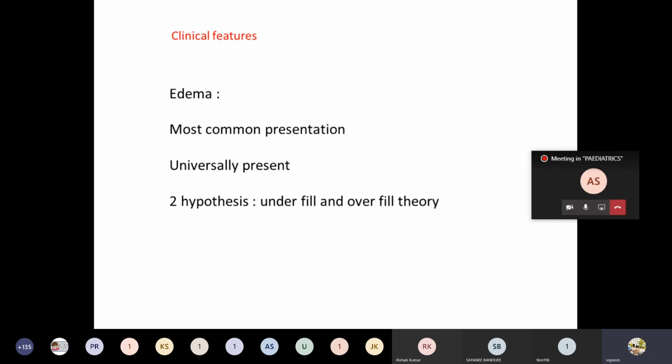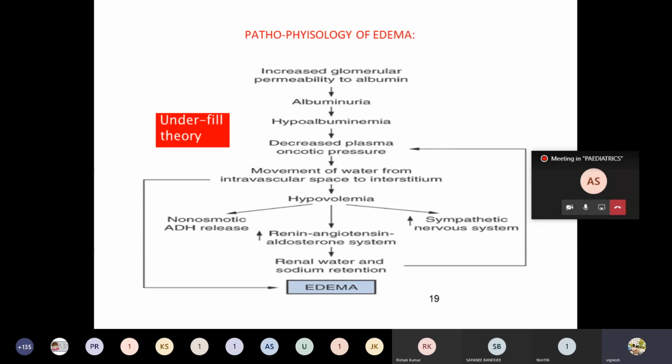So let us discuss the edema. It is the most common presentation we'll see in our pediatric practice, okay? And there are two hypotheses. One hypothesis is underfill and the other is overfill, meaning whenever the vessels fill less, that is also going to cause nephrotic syndrome. Overfill also is going to cause nephrotic syndrome. Let us see what this underfill and overfill theory is.